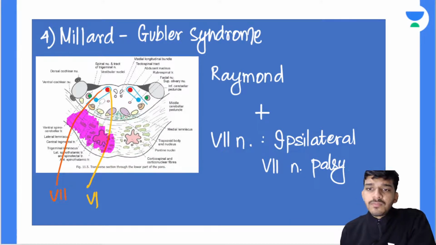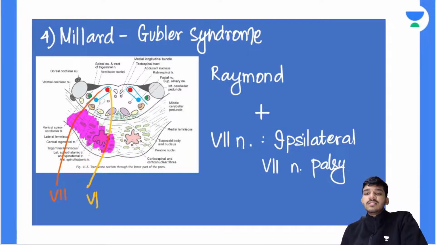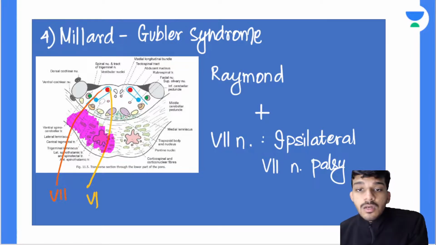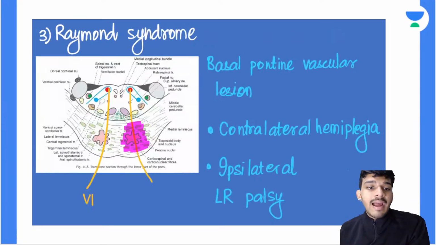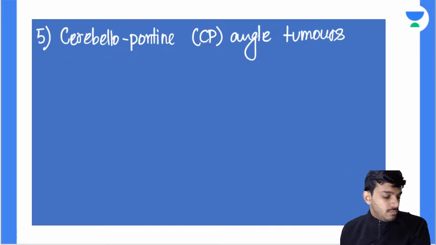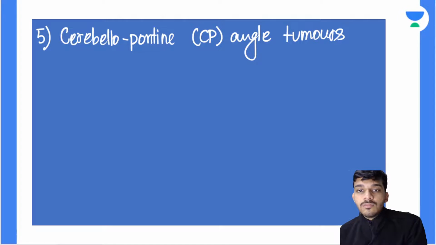All right. Last is the CP angle. Millard-Gubler syndrome is nothing extra. Very simple to remember, Raymond and Millard-Gubler. Very simple. Last is CP angle.